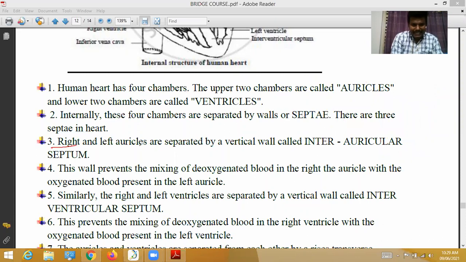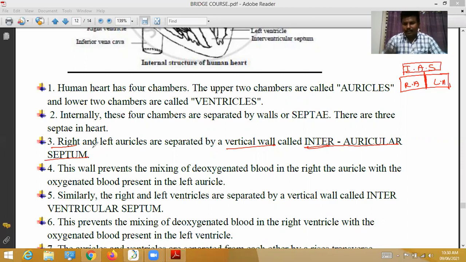One is the right and left auricles separated by a vertical wall. This is the right auricle, this is the left auricle. Both are separated by a vertical wall. It is present in between the two auricles, that is why it is called inter-auricular. This wall separates the auricles. In medical language, this wall is called a septum. So it is called the interauricular septum.